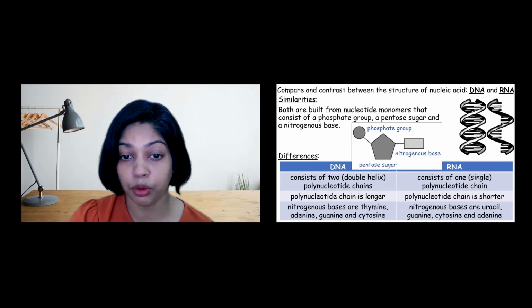DNA consists of two polynucleotide chains forming a double helix, while RNA consists of only one polynucleotide chain. The polynucleotide chain in DNA is longer, while the polynucleotide chain in RNA is shorter. In terms of nitrogenous bases, DNA contains thymine, adenine, guanine, and cytosine, while RNA contains uracil, adenine, guanine, and cytosine.